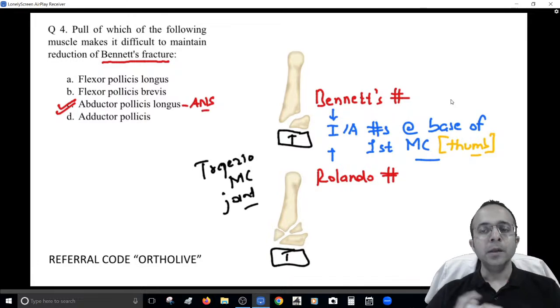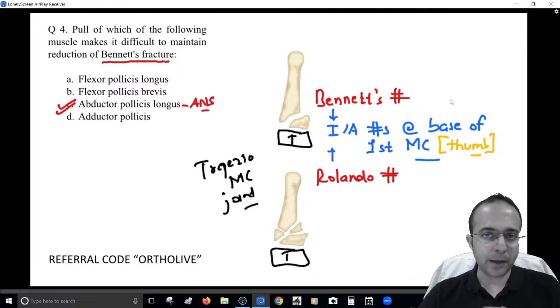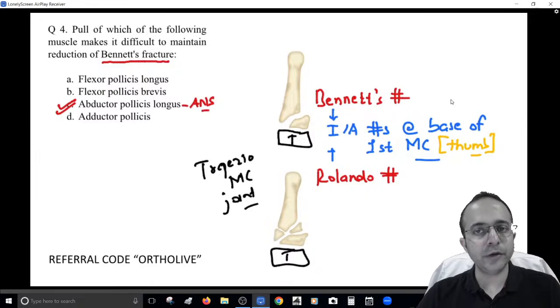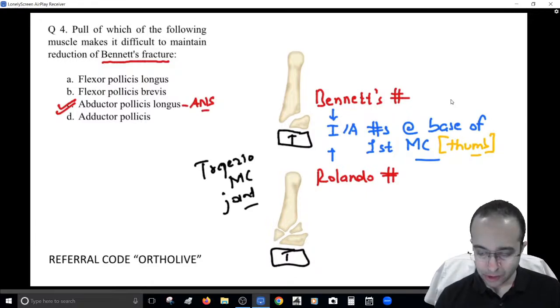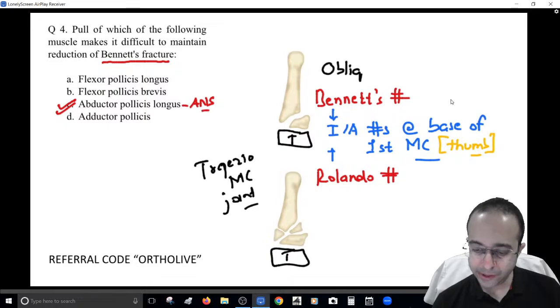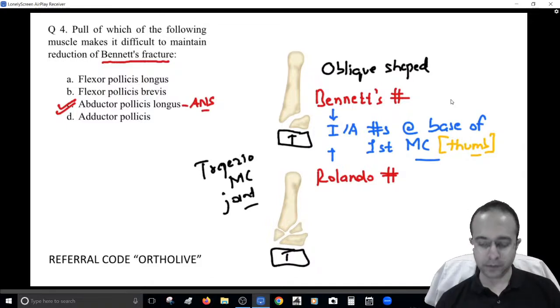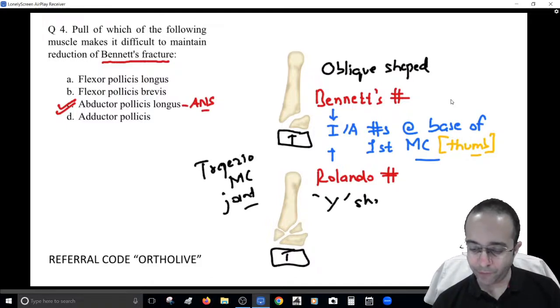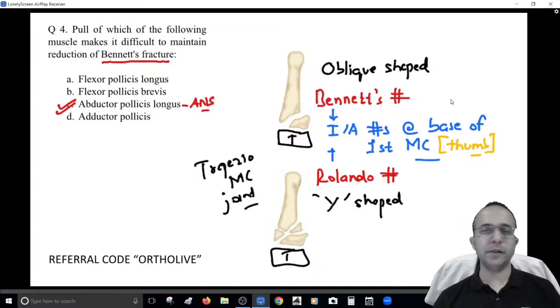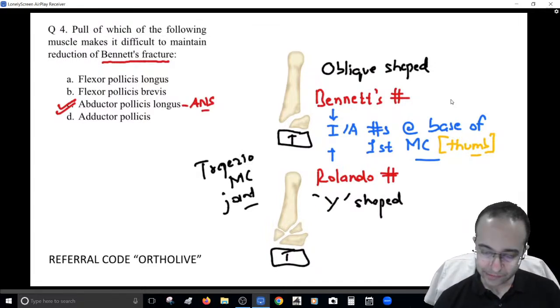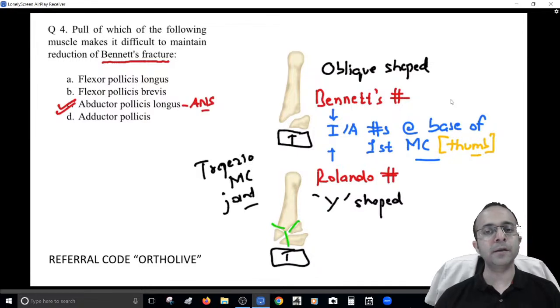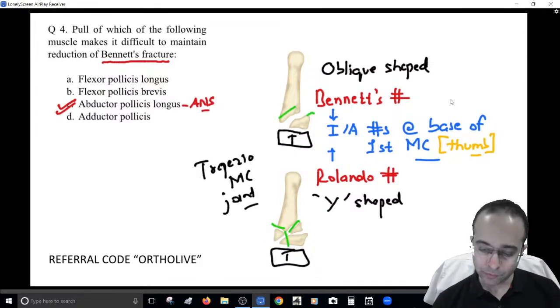Clear? Now, both of them are involving the trapezio-metacarpal joint, but what is the essential difference? If you find an oblique shaped fracture in this area, that's what we call Bennett. And if you find a Y shaped fracture in that area, that's what we call Rolando. See, a Y is being formed over here. So that's Rolando. But see this oblique shape, Bennett.